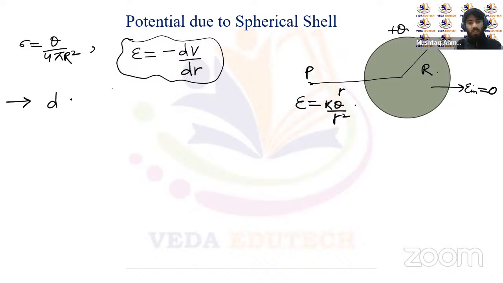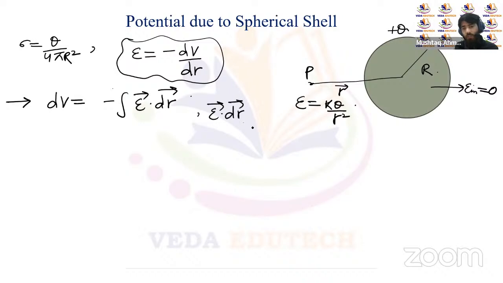So from here we can see that our dv will be minus integral of E dot dr, correct? And we know that in the case of a sphere, the direction of the electric field vector is along the direction of the r vector. So E dot dr will be actually equal to E dr, because here the electric field vector is along the direction of this dr vector, so the angle between them is 0 degrees, and cos 0 is 1. So this is our dv here. If we integrate both sides of this equation, we'll try to find the potential at a distance of r, or at point P, because of this spherical shell.